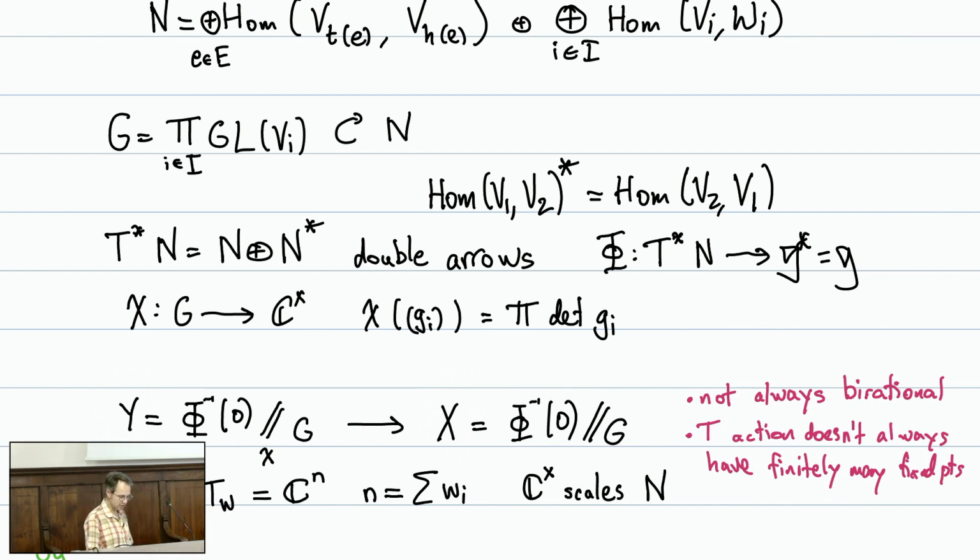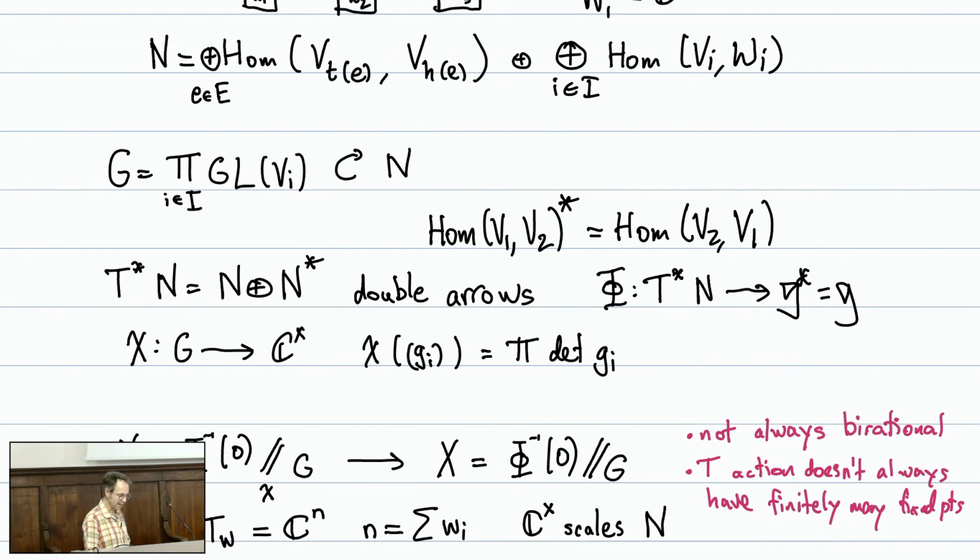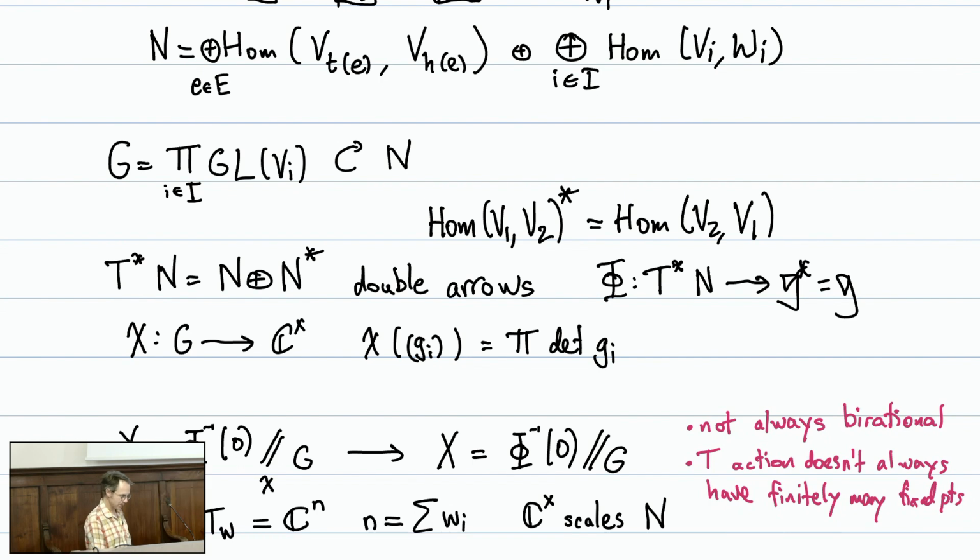What are some things that could go wrong? Usually they don't go wrong. What I want to say is that this y goes to x is always a conical symplectic resolution with Hamiltonian torus action, and most of the time that's true. Some small caveats: this map's not always birational, and the torus action doesn't always have finitely many fixed points. Even when these problems arise, they're not very big problems, so you can deal with them.